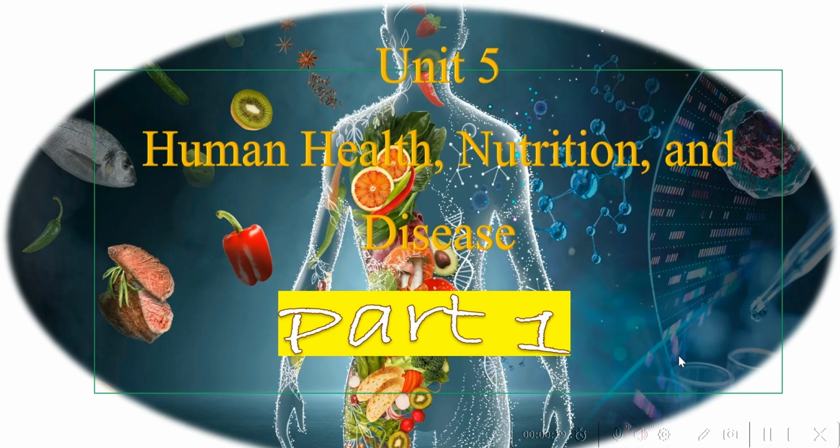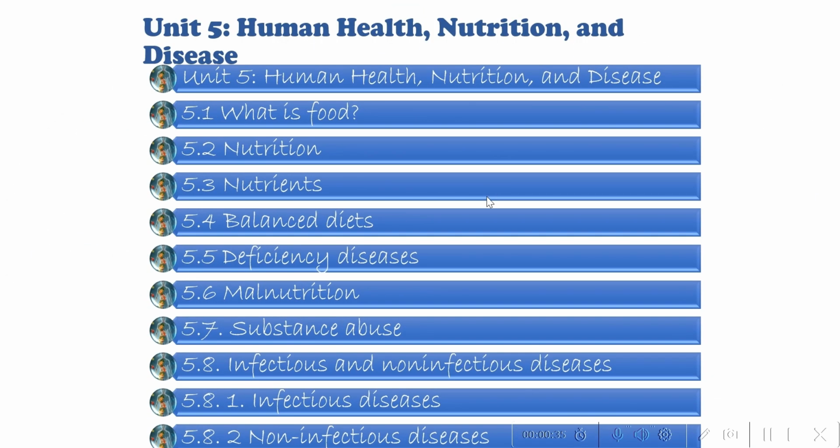So in today's class we'll talk about Unit 5, Human Health, Nutrition and Disease. There are three basic points, as you can see from the screen: human health, nutrition, and what? Disease. So this is Unit 5. The major points are 8 points. We'll discuss around 8 points.